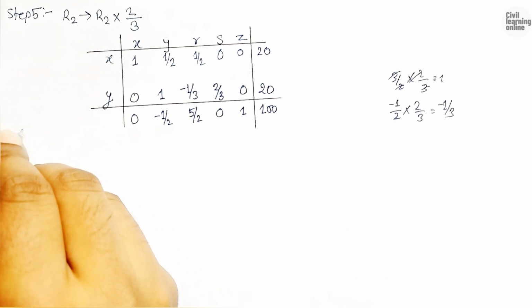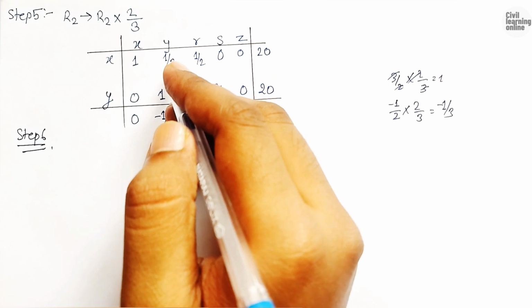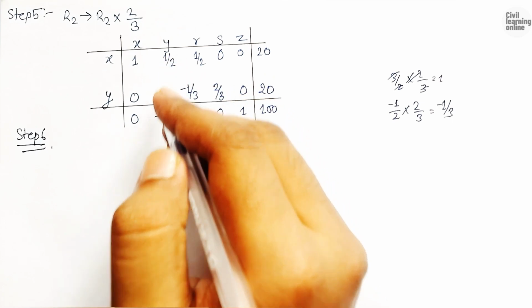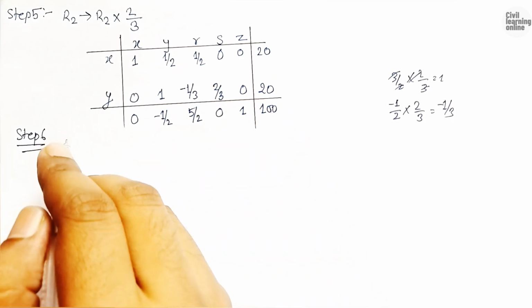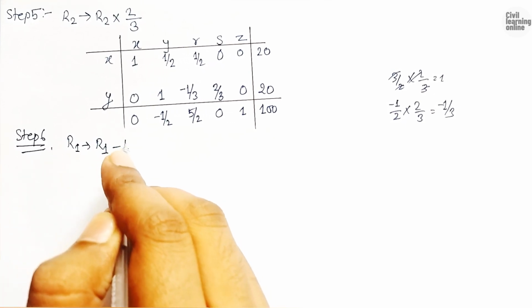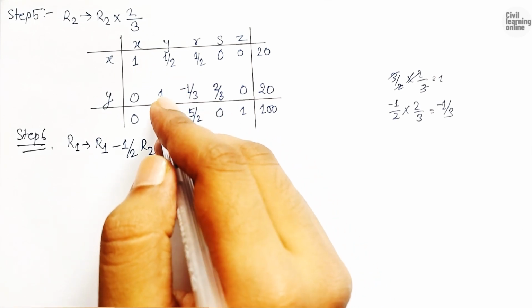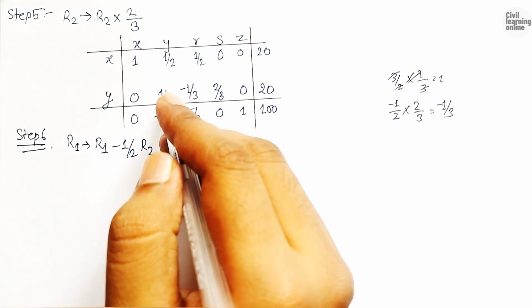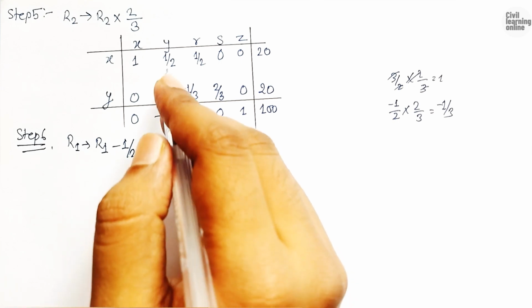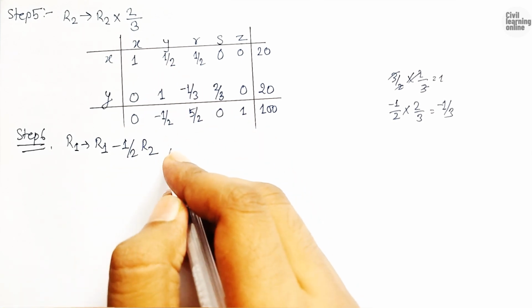So in step 5, in step 6 we need to convert this to 0 and this to 0. So first, R1 implies R1 minus 1 by 2 R2. What we need to do is, if we multiply this by 1 by 2 and subtract from 1 by 2, it will get 0. So for R1 it is going to be.